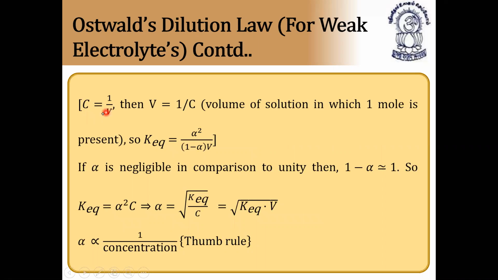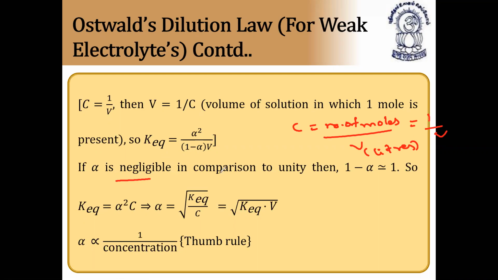So C is equal to 1 by V for 1 mole of a 1 molarity solution. We can say volume of solution in which 1 mole is present. So we can say alpha square by 1 minus alpha into V, because C is molarity. Molarity is equal to number of moles by volume of solution in liters. So if number of moles is equal to 1, then C is equal to 1 by V.